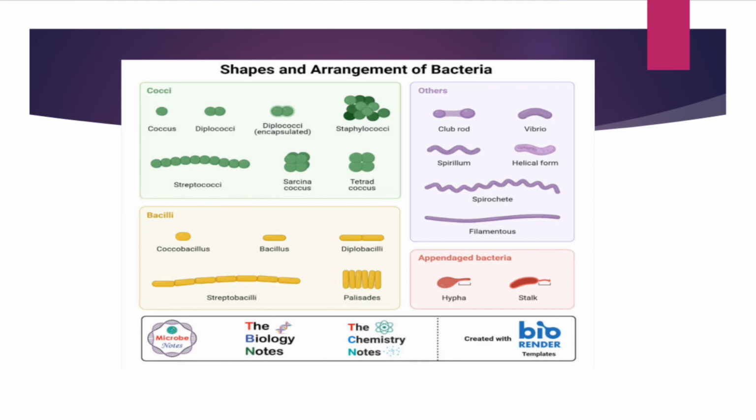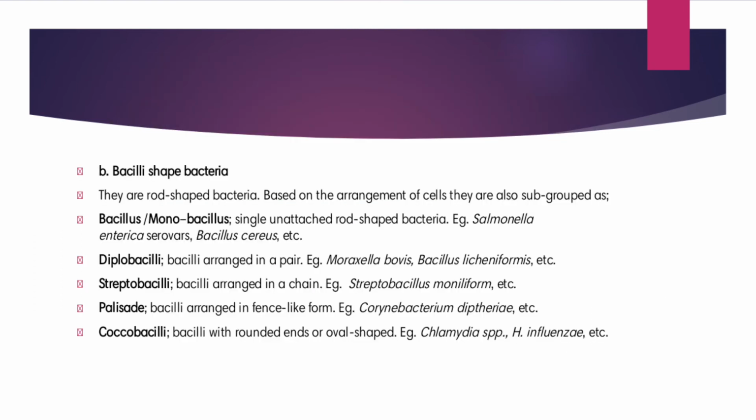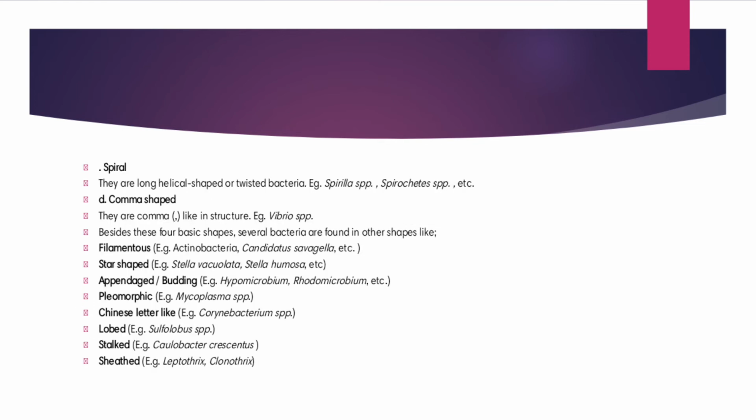The same thing is followed for others in the bacillus also. Bacillus-shaped bacteria are rod-shaped bacteria. Based on the arrangement of cells, they are subgrouped as bacillus, monobacillus, diplobacillus, streptobacillus, palisade, and coccobacillus. Single unattached rod-shaped bacteria. If the bacilli are arranged in pairs, they are diplobacilli. If they are arranged in chains, they are called streptobacilli. If they are fence-like in form, they are palisade. And oval-shaped, that is round ends, or oval-shaped, they are coccobacilli.